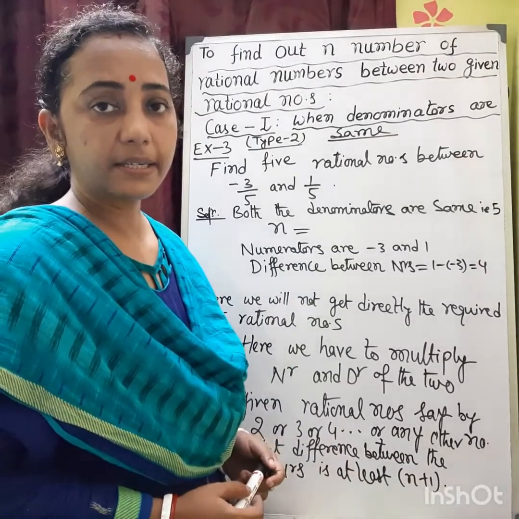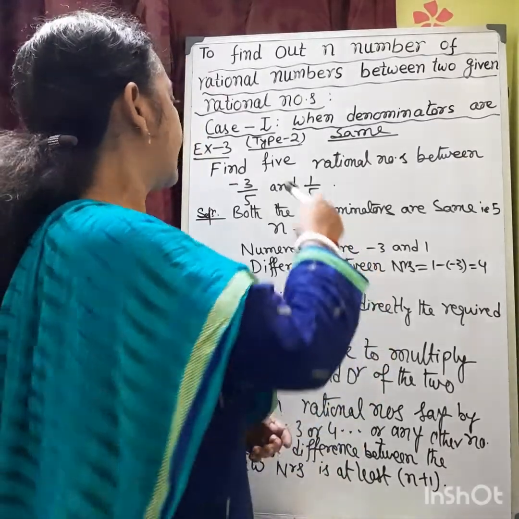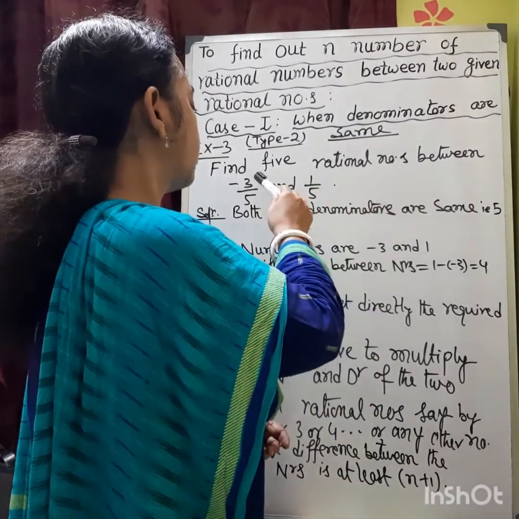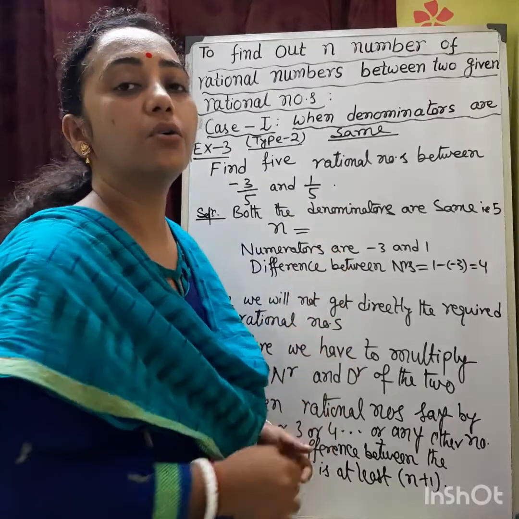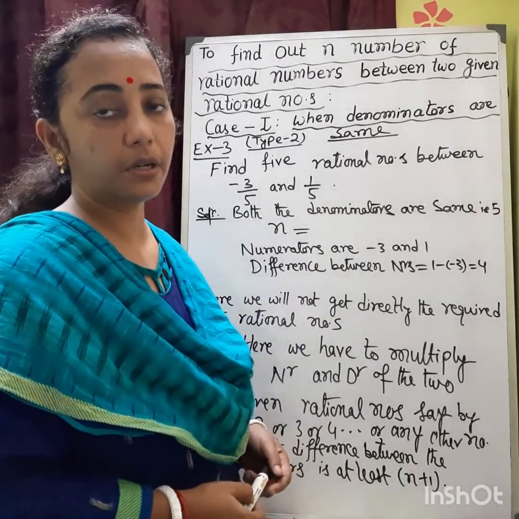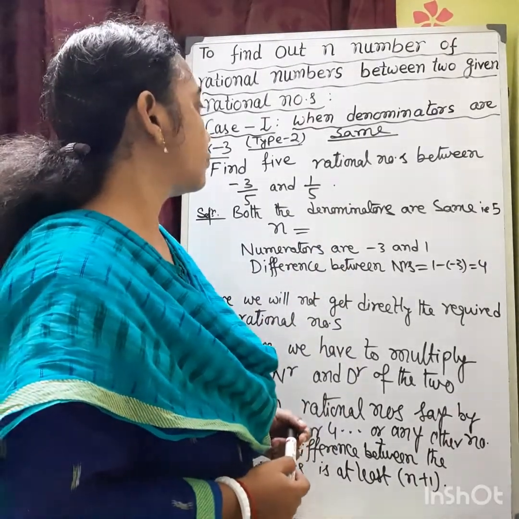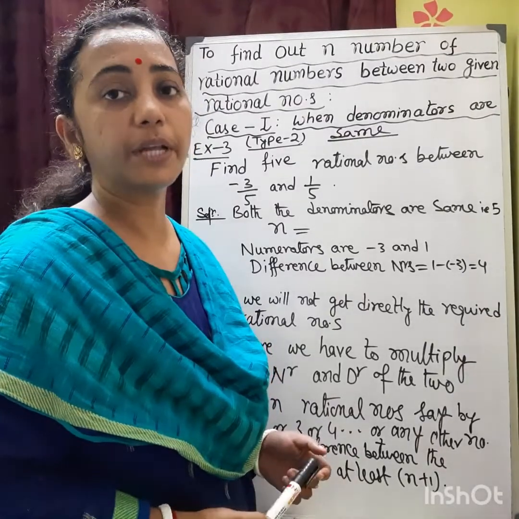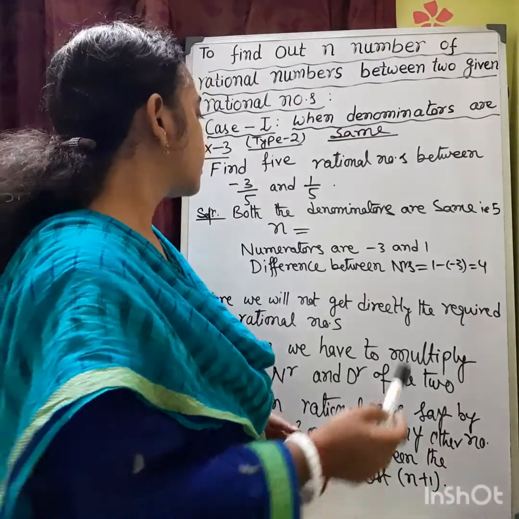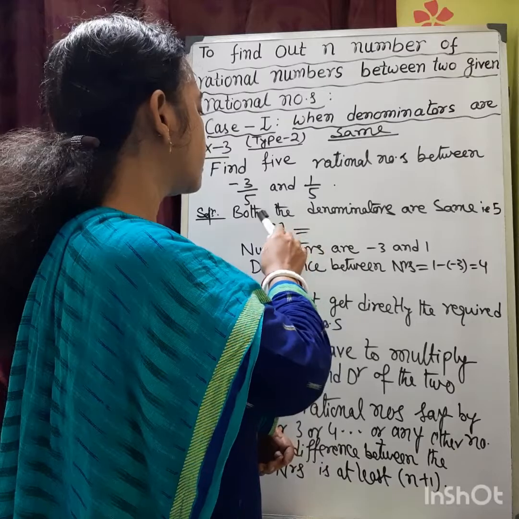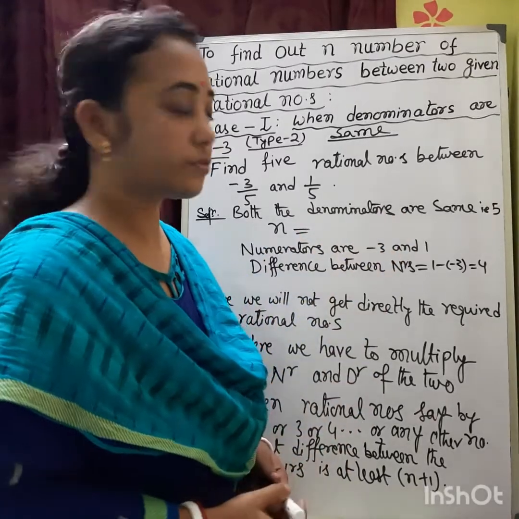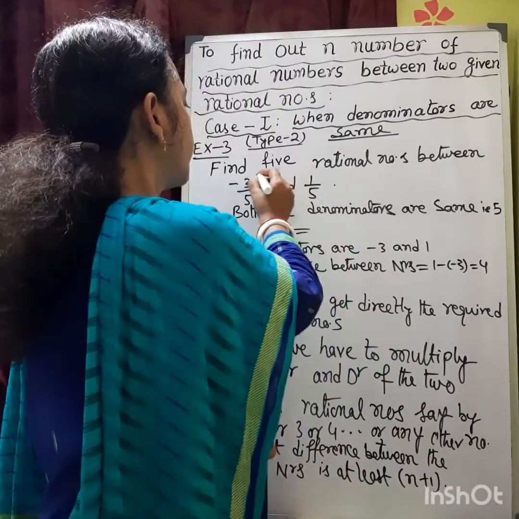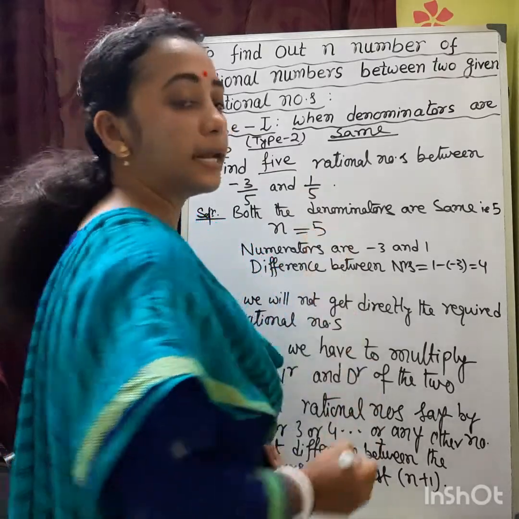Now let us consider another example: find 5 rational numbers between -3/5 and 1/5. This is the same question, but the difference is that we have to find 5 rational numbers in place of 3. First we will see the denominators. Both the denominators are the same, that is 5, and n is given as 5. So here n is 5.